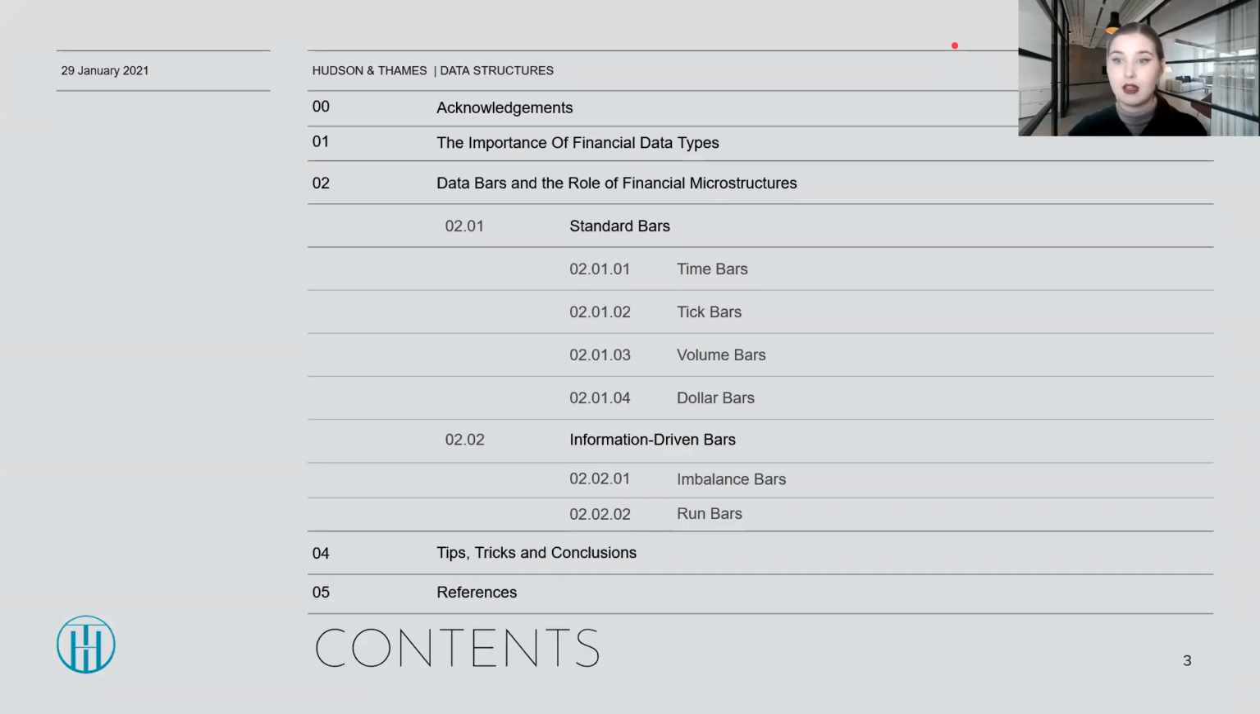So what are we going to be talking about in this lecture? Today, we're going to be discussing the importance of financial data types, data bars, and the role of financial microstructures, as well as diving a bit deeper into what types of financial microstructures there are and how to construct them, such as standard or information-driven bars, as well as tips, tricks, and conclusions that we came up with during the research to create this lecture. Also, all the references to the sources that we used for creating this presentation will be listed in the corresponding reference slide at the end.